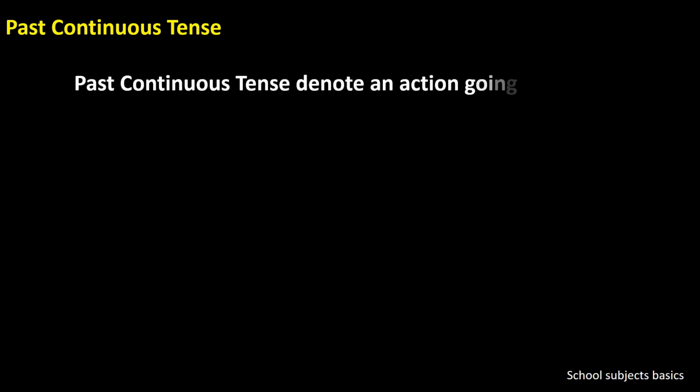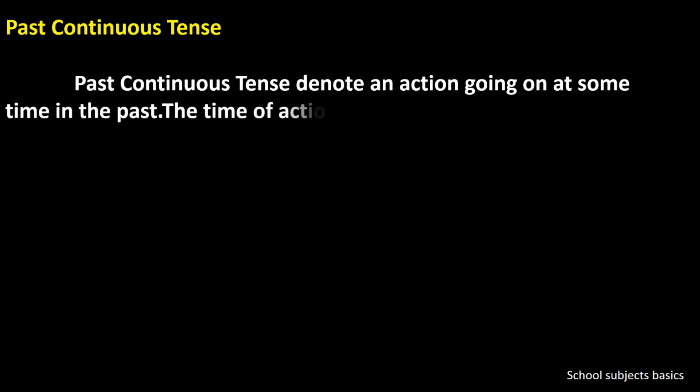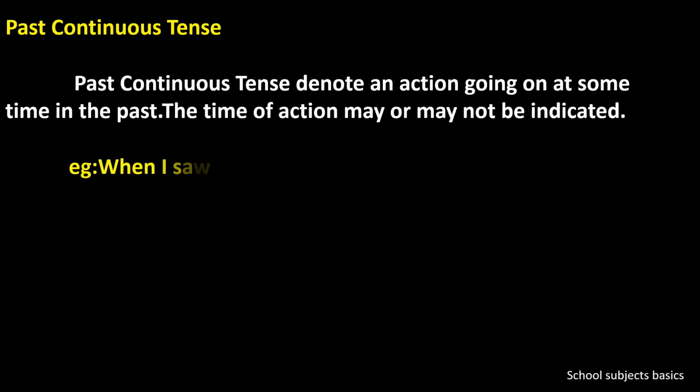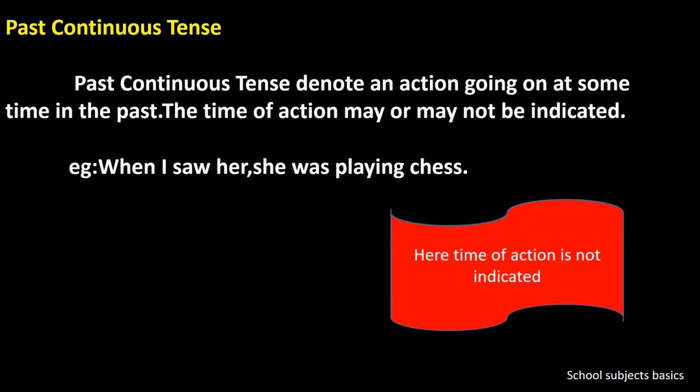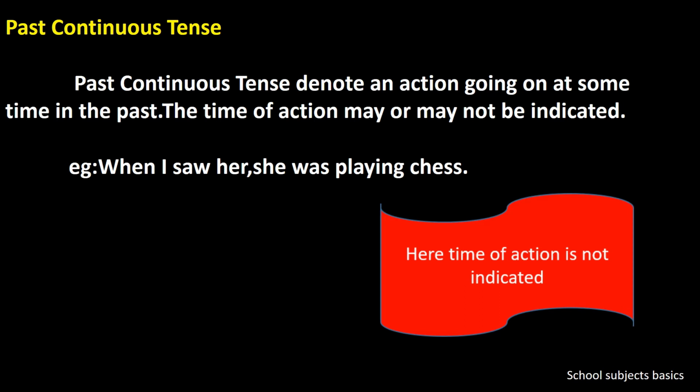Past continuous tense denotes an action going on at some time in the past, and the time of the action may or may not be indicated. Example: when I saw her, she was playing chess. So from this example, we can clearly understand that it is an action that was going on at some time in the past, and here the time of action is not indicated. It just denotes a past action.